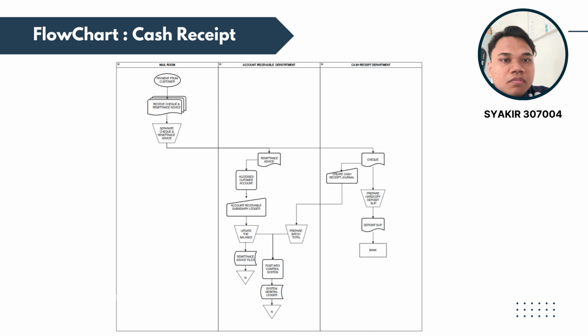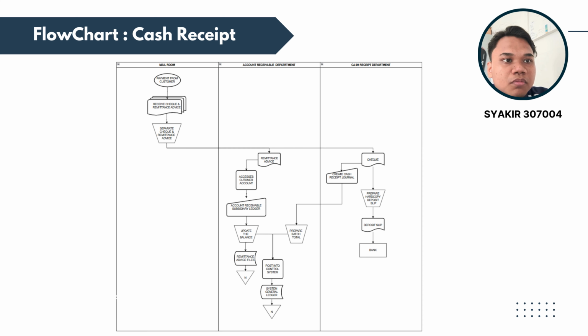Flow chart for cash receipt. Start from payment from customer, which will be sent to the mail room, which receives the check and remittance advice. From that, we'll separate the check and remittance advice. The remittance advice will go to the accounts receivable department, which accesses the customer account and goes to the accounts receivable subsidiary ledger and updates the balance, and the remittance advice also goes to the remittance advice file.